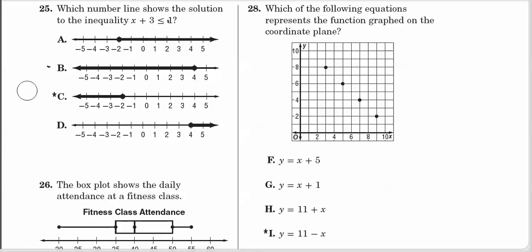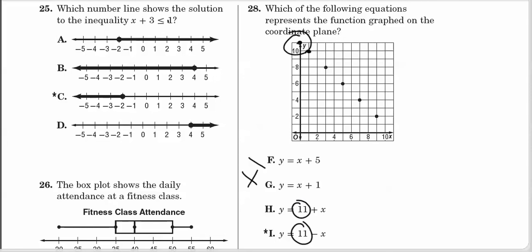Okay, if we look at 28, which of the following equations represents the function graphed on the coordinate plane? Okay, so if I keep making these dots here, then I know that it's passing through at 11. So it's starting at 11 and it's going down 1 every time. So that's why it's starting at 11, but it's decreasing, so we have minus x. Okay? That one's a little bit tricky. So again, these would be where it would pass through, and that's where we get the 11 from.